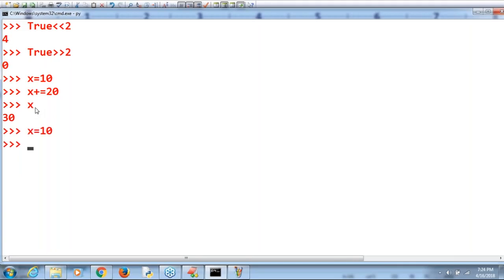Similarly, take x is equal to 10, x and equal 5. Anyone, can you please tell what is the answer? The and operator always talks about the bitwise operator. x and equal 5 means x is equal to x and 5, that is 10 and 5. What is the answer?